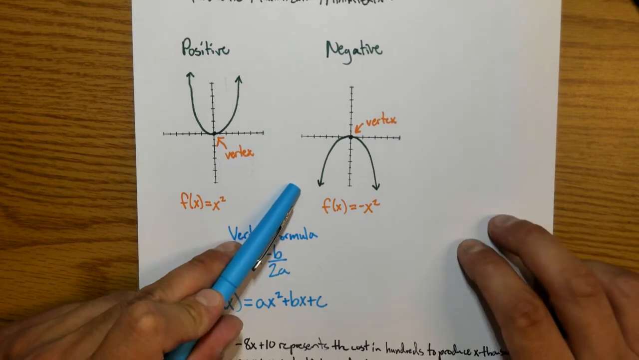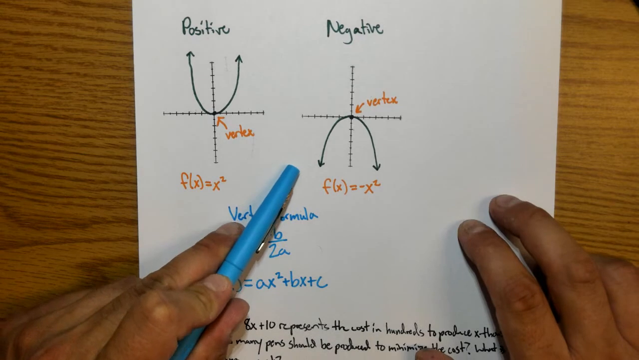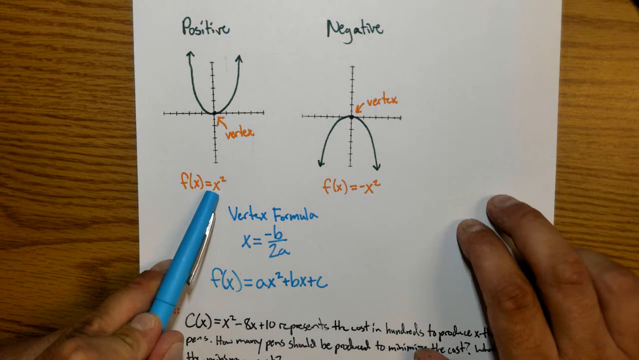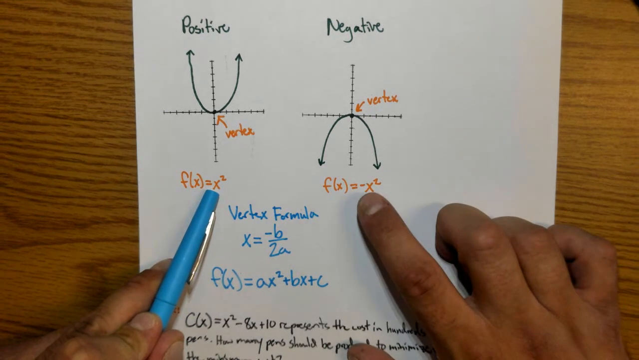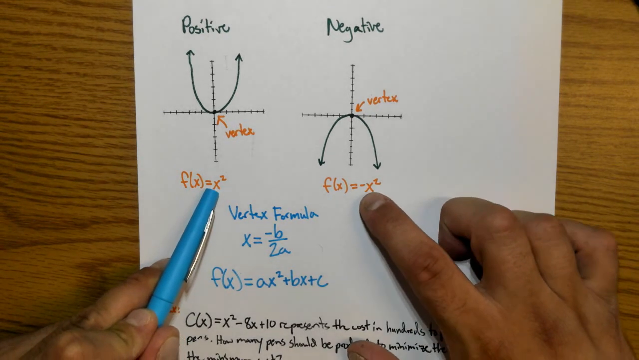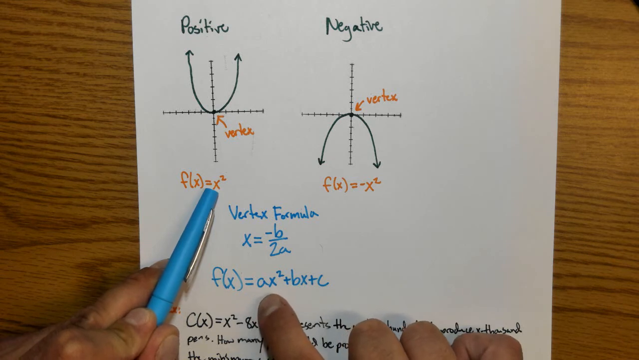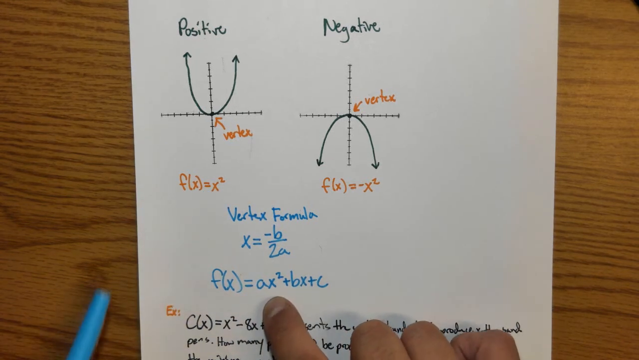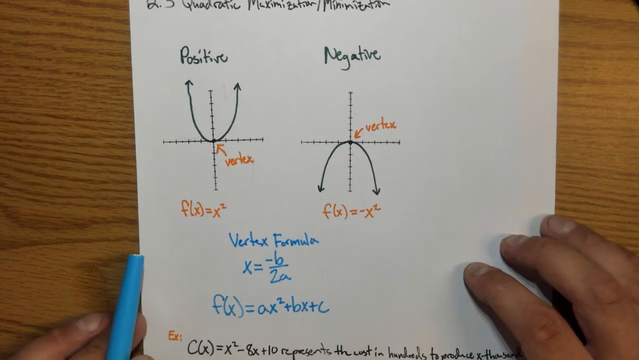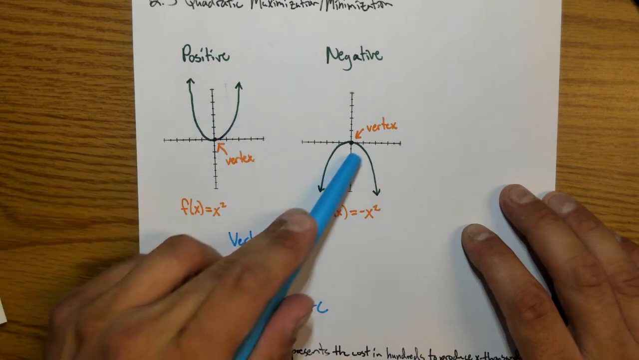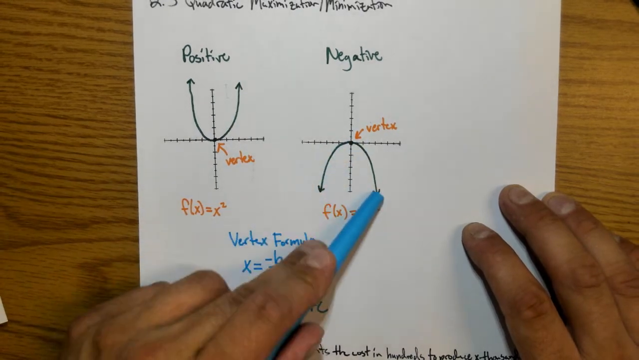Now, the only difference is that a positive will have just a positive out front of the x squared, and a negative will have a negative in front of the x squared. And I mean specifically the x squared term, not the b or the c, but right in front of the x squared. It'd be the very first thing you see, either a positive or negative. And that determines which way these parabolas open. If it's positive, they open up, and if it's negative, they open down, kind of like a frown.